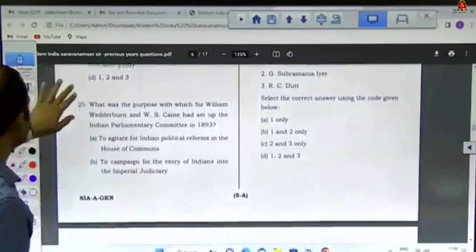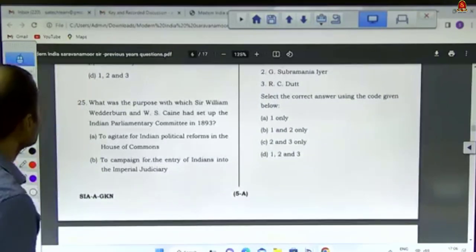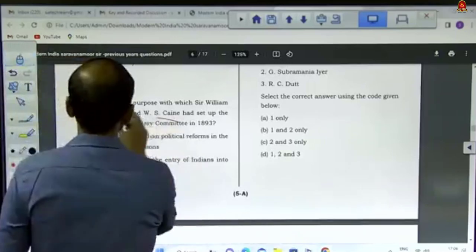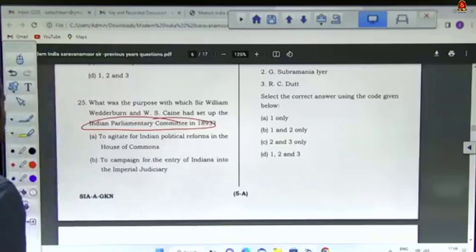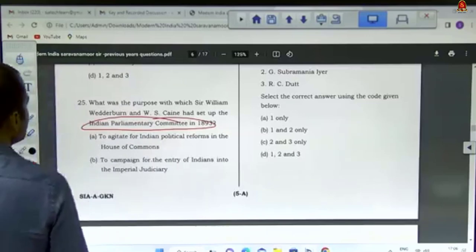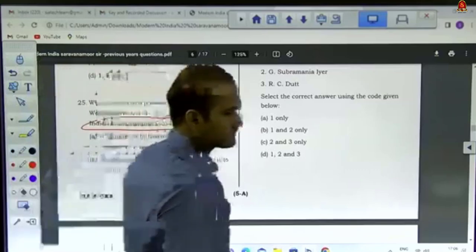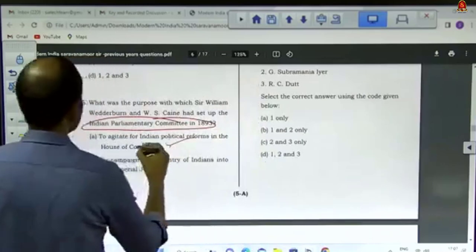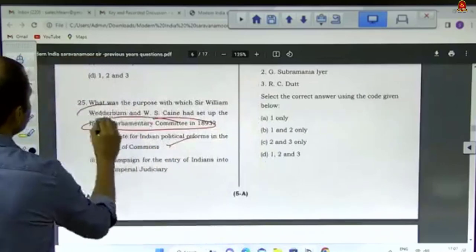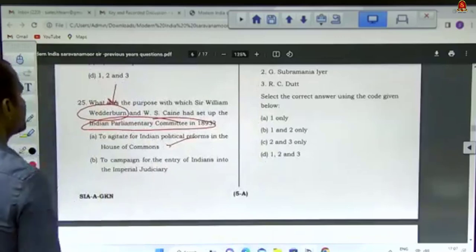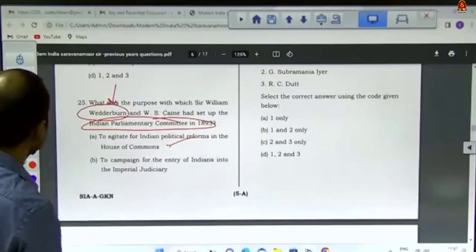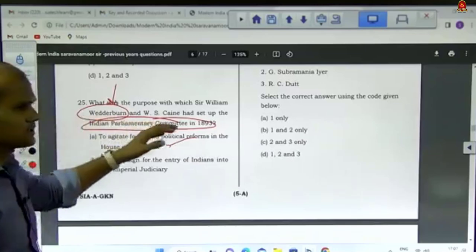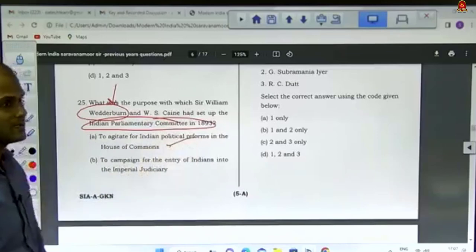Next, come to 25. What was the purpose of William Wedderburn and W.S. Caine, who had set up the Indian Parliamentary Committee? Actually, both were MPs. To agitate for Indian political reform in the House of Commons. Yes, William Wedderburn was very important. He had acted as a judge and worked as secretary to the Bombay governor, and later became an MP in the British House of Commons on behalf of the Liberal Party.